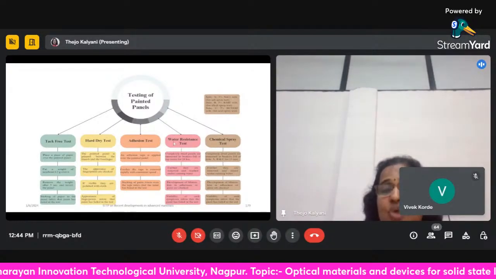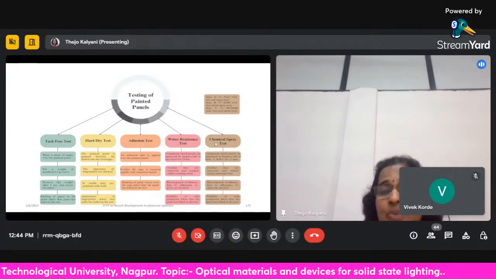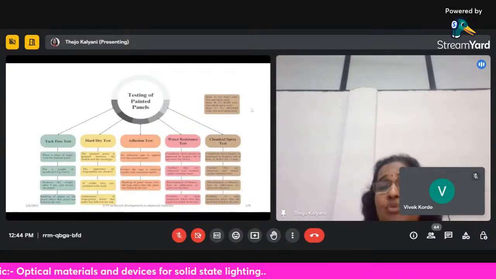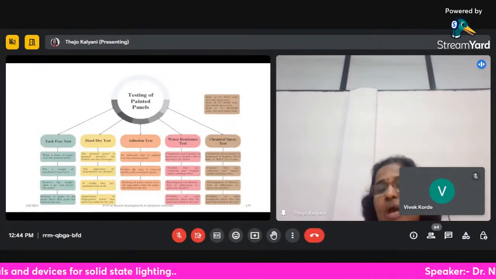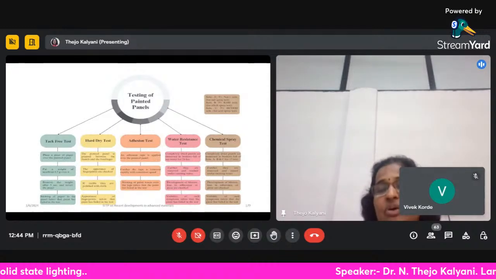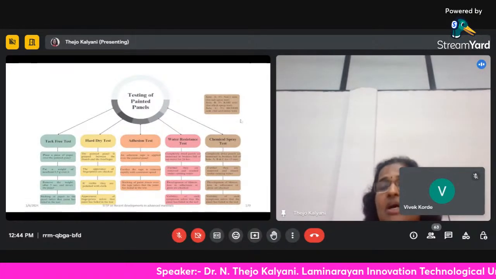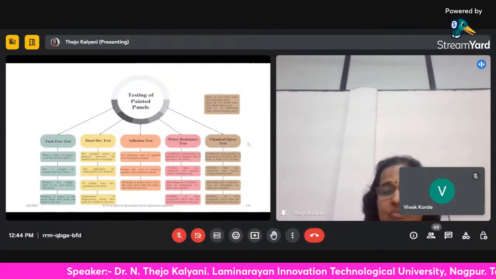So we have even tested these panels: tack-free, hard dry, whether it is going to stick to that particular substrate or not, whether it is water resistant or not. Chemical spray, we have sprayed certain salts like NaCl or KOH, to check the chemical effect. So is this paint going to sustain for a longer period of time, even if the chemical is sprayed on it? That is what we have tested.